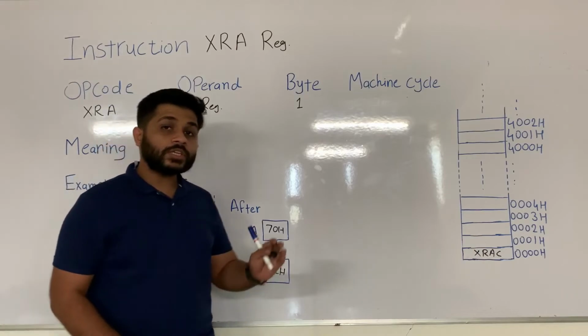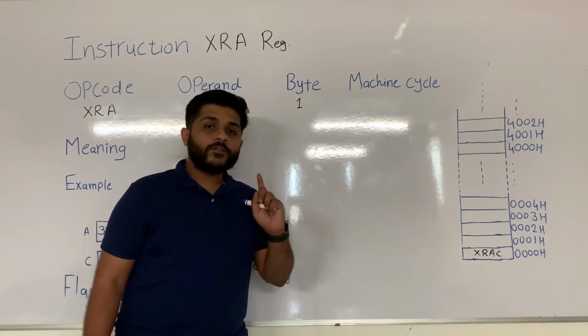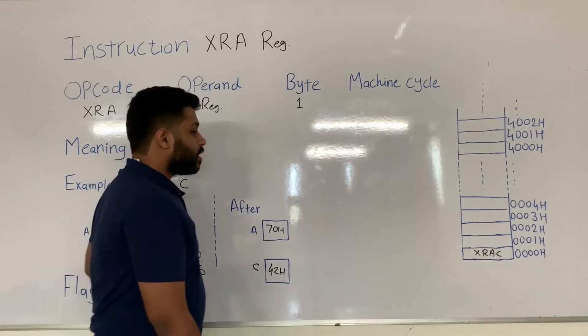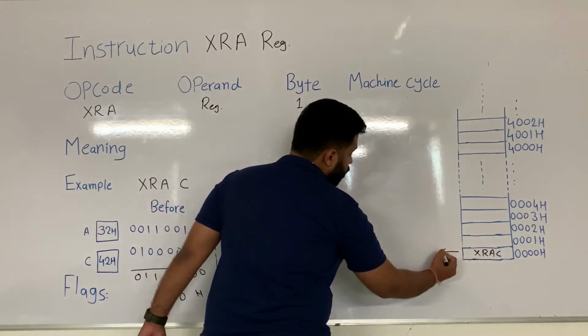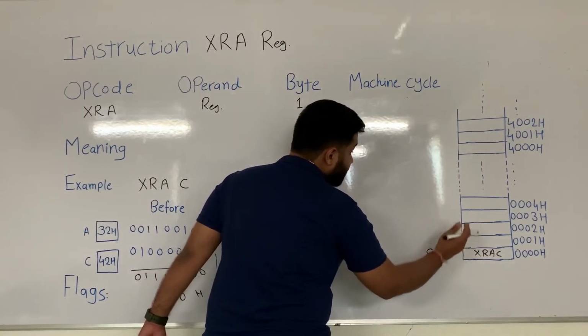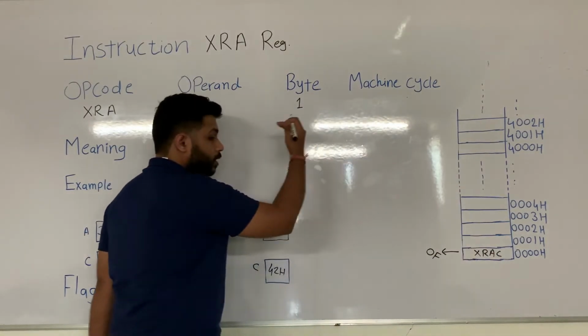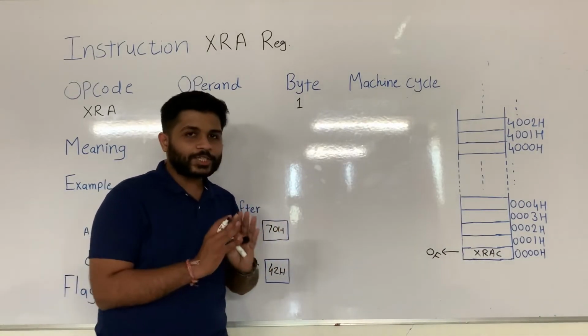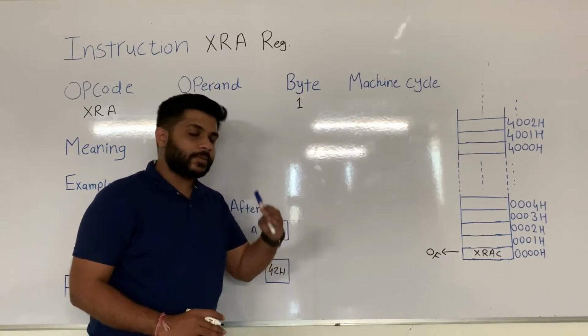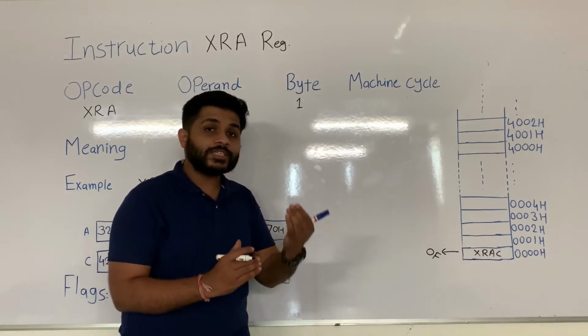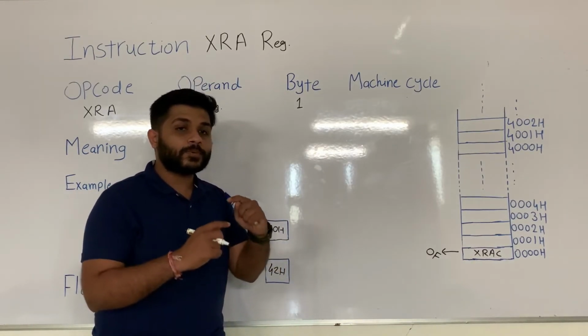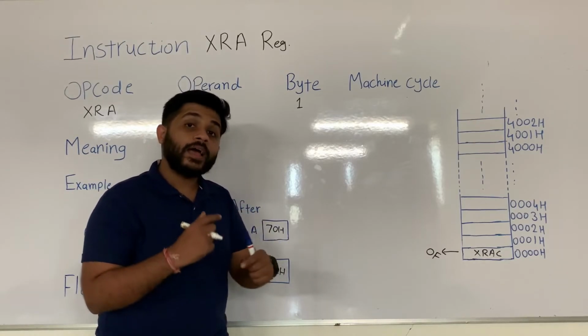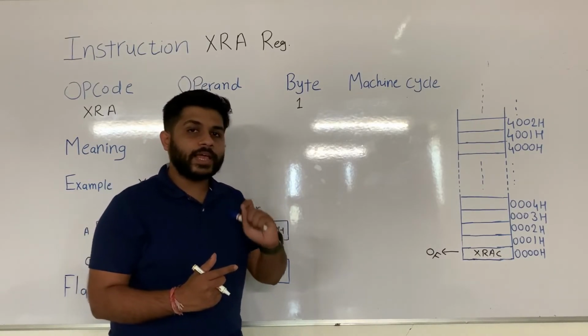After the instruction is stored, the processor will start doing its task, that is to fetch, decode and execute. To fetch the instruction, the processor will perform the first machine cycle, that is opcode fetch. When the microprocessor performs the opcode fetch, this whole instruction will be transferred from the memory to the microprocessor. After this, the processor will decode that instruction. After decoding, the processor will execute.